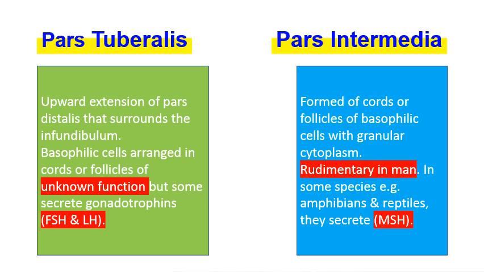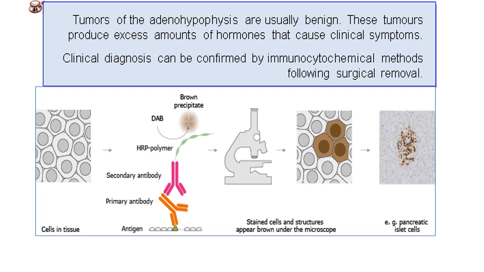Pars tuberalis is an upward extension of pars distalis that surrounds the infundibulum. They are basophilic cells arranged in cords or follicles of unknown function, but some of them may secrete FSH and LH. Pars intermedia is formed of cords or follicles of basophilic cells with granular cytoplasm, rudimentary in humans, but in some species may secrete MSH, or melanocyte stimulating hormone.